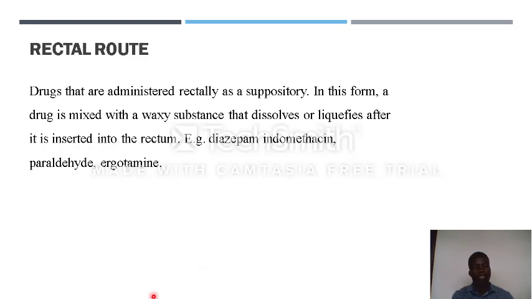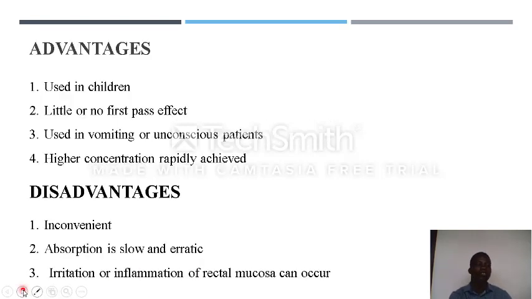Let's look at some of the advantages and disadvantages. Advantages: it is easily used in children. There is little or no first pass effect, and it can be used in vomiting or unconscious patients. So when you are nursing an unconscious patient, you can give a drug through the rectum. Higher concentration is rapidly achieved. Since there is low or no first pass effect, the concentration level of your drug is going to increase.